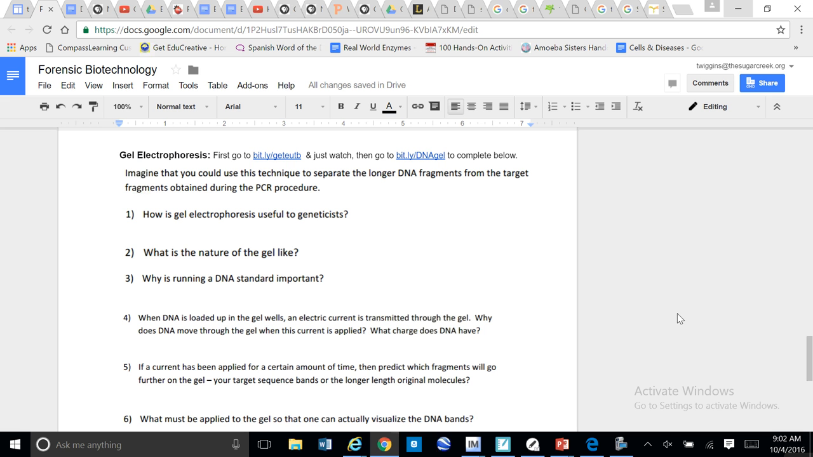What's the purpose? What's the purpose of gel electrophoresis? What is the purpose, Antasia? Speak up. To separate proteins based on size? Are we separating the proteins? What are we separating? We're separating the DNA strands based on size. Make sure you put that there. So gel electrophoresis is useful to genetics because it separates the DNA strands.